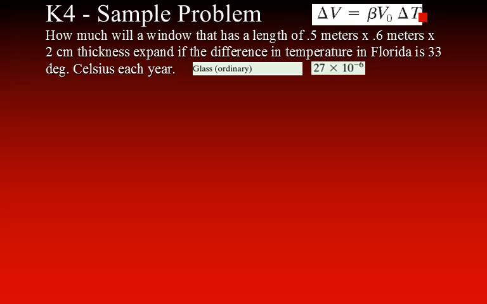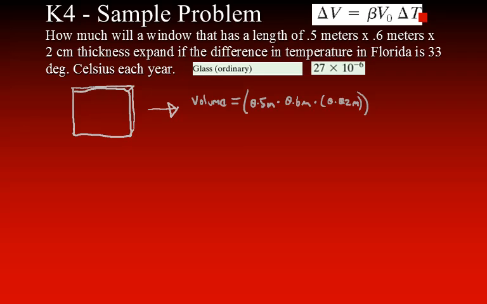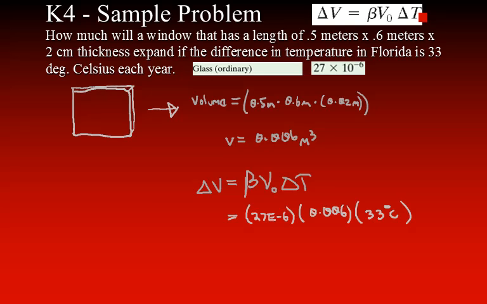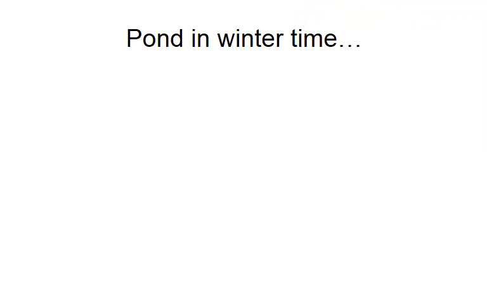Okay, so you definitely needed the expansion coefficient for glass. Why don't you go ahead and pause the clip now and give that a try. Okay, so the volume is 0.006 meters cubed, and that's the original volume multiplied by beta. That gives the expansion in meters cubed, and that's good.